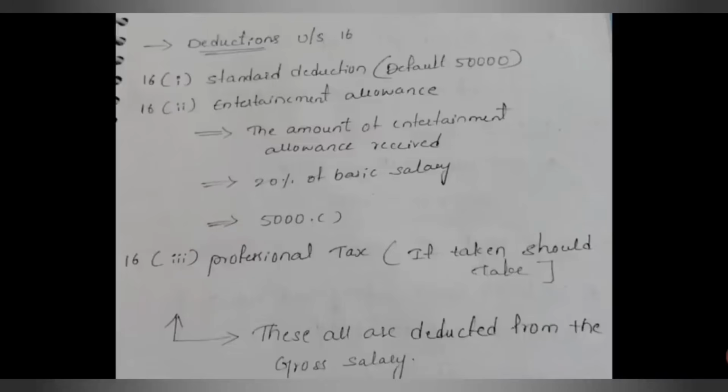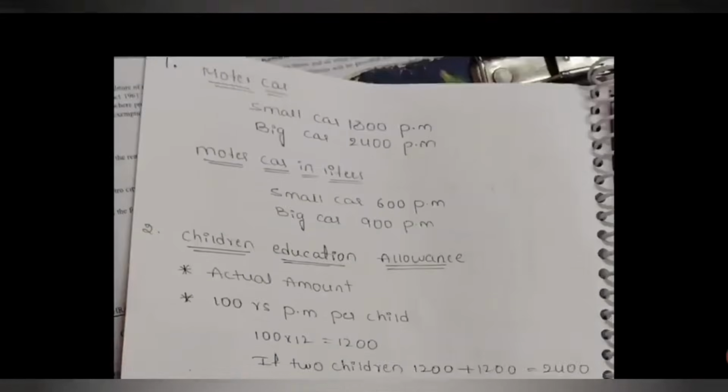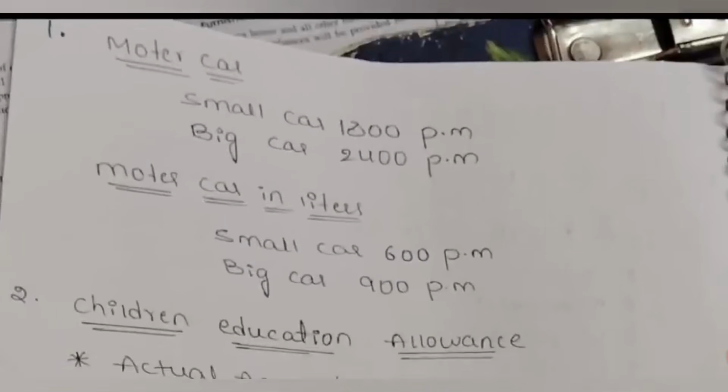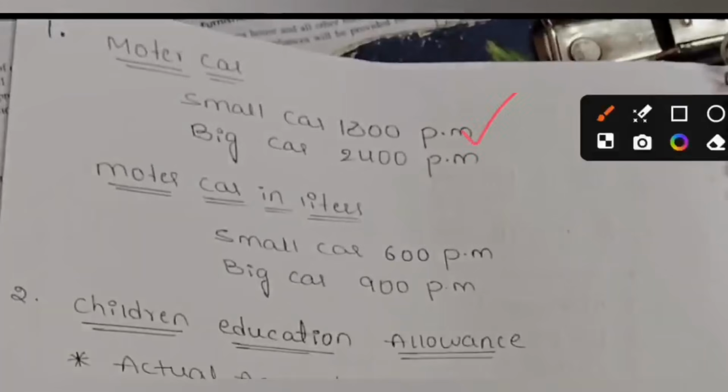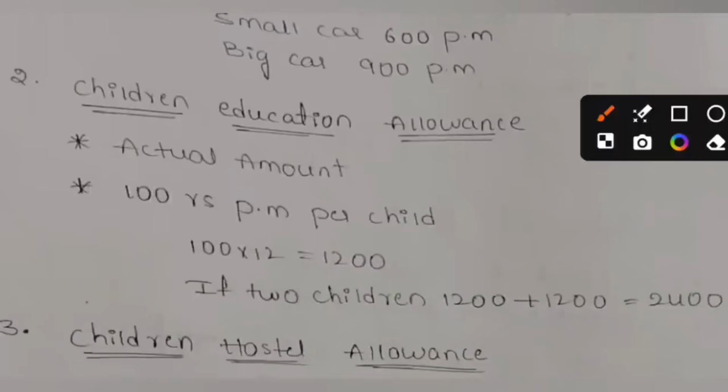calculation, if a person is a government employee, okay, professional tax, if they are giving it then keep it, or else no. And coming back to the motor car, small motor car if they are mentioning, it means 1800 per month, big motor car if they are mentioning, it means 2400 per month. So small motor car in liters is about 600, big motor car in liters is 900. Okay, and next you are having children education allowance.